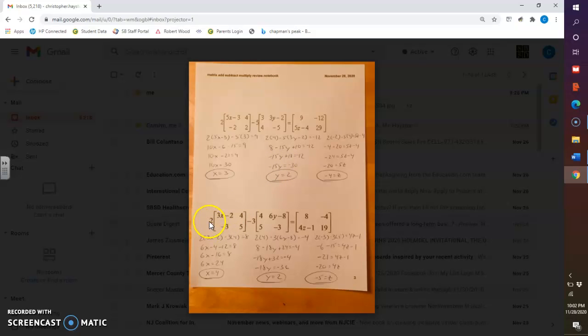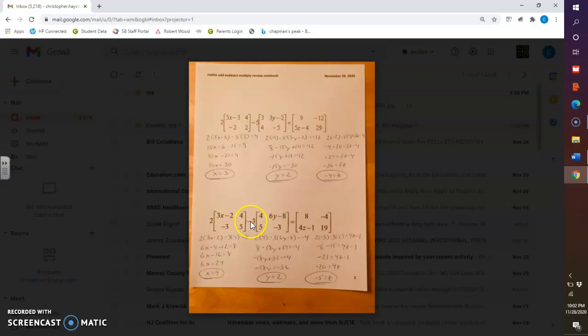Same thing on the bottom here. 2 times 3x minus 2 minus 3 times 4 equals 8. 2 times 4 minus 3 times 6y minus 8 equals negative 4. We're distributing that negative 3 to both terms, so it becomes a positive 24. Negative times a negative is a positive. We've got to distribute that negative 3 to both terms here.